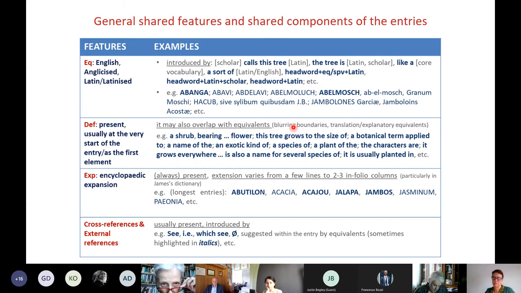And there are blurring boundaries between translation and explanatory equivalence, and so blurring boundaries between equivalence and something which seems to be a definition. So we have, for example, a shrub, bearing flower, these three grows to the size of, a botanical term, etc. And then encyclopedic expansion is always present. We are dealing with the dictionary of medicine, so reference is very concrete and external. It's not just the word, but practices, the practice uses, etc.